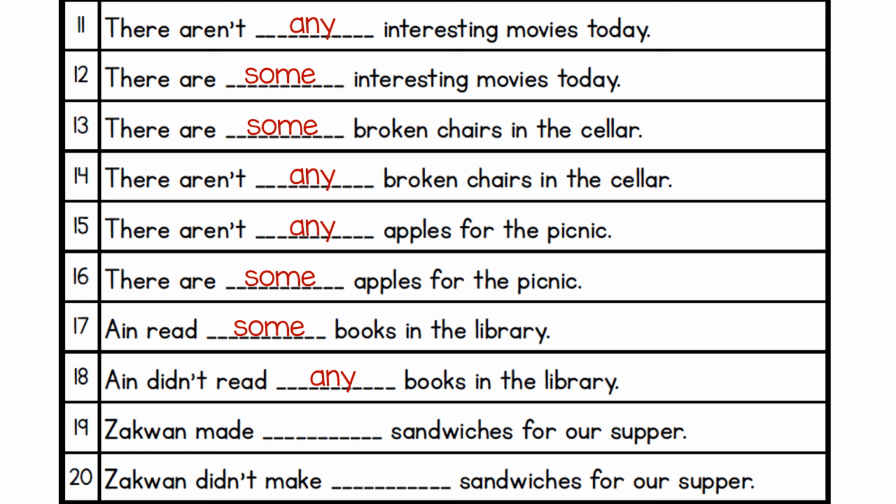Number 19. Zakwan made some sandwiches for our supper. And the last one, number 20. Zakwan didn't make any sandwiches for our supper. Remember to tick your answer if you have it correct. If you don't, it's okay.